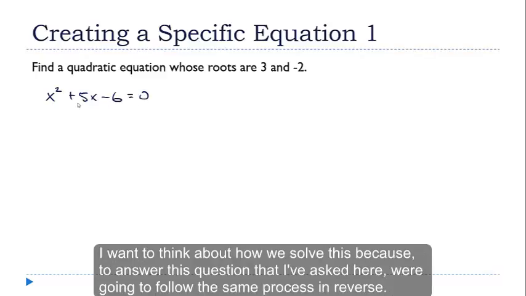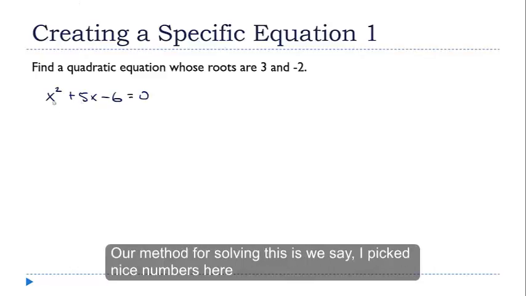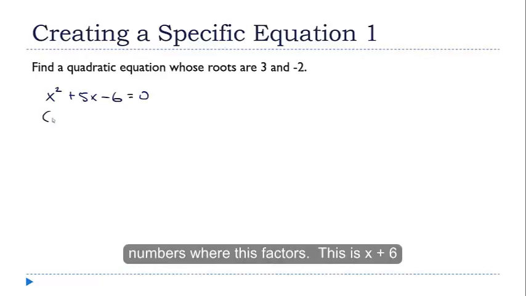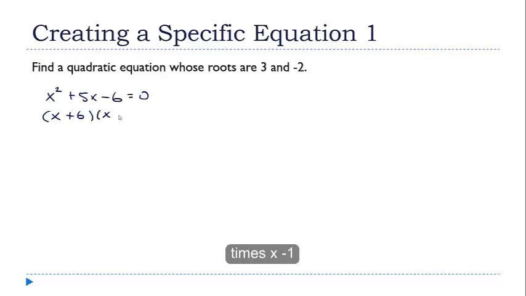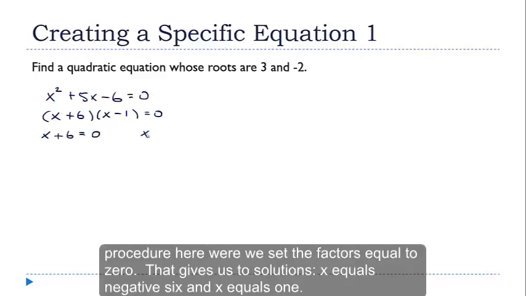And I want to think about how we solve this, because to answer the question that I've asked here, we're going to follow the same process in reverse. Remember, our method for solving this is, I picked nice numbers where this factors, and this is x plus 6 times x minus 1 equals 0. And then we use our little theorem here, and we set the factors equal to 0, and we get two solutions. x equals negative 6, and x equals 1.